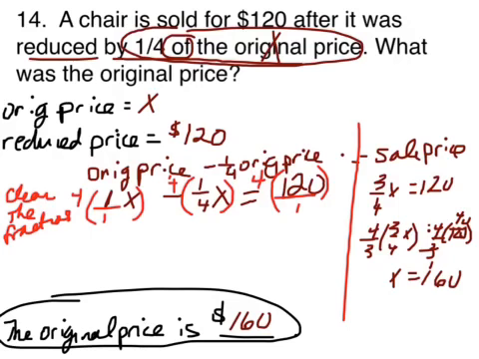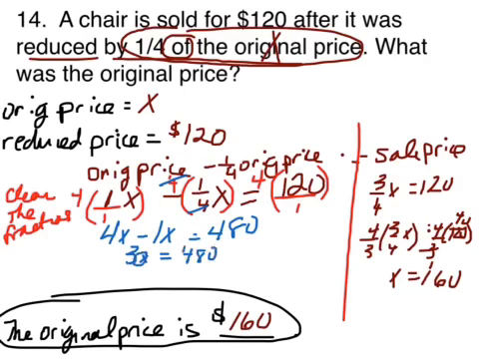Now, 4 times 1x is 4x. And then these 4's would cancel out, so it's minus 1x. And then 4 times 120 is 480. So 4x minus 1x, I need to simplify that side first before I can start solving for x. 4x minus 1x is 3x. So 3x is equal to 480. And if I want to get x by itself, I could divide by 3 on both sides. And when I do, 480 divided by 3 is 160.